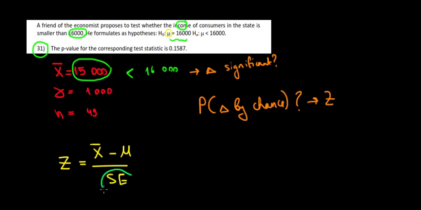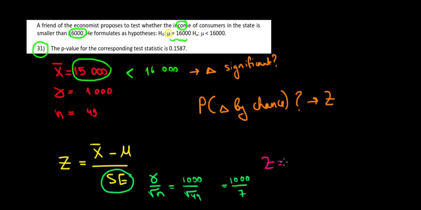Now what is the standard error? The standard error is the standard deviation of the population divided by the square root of n of our sample. So the standard error is equal to 1,000 divided by the square root of 49, because the number of observations is 49. So that's equal to 1,000 divided by 7. So let's keep this in mind and see what's going to be our z-value.